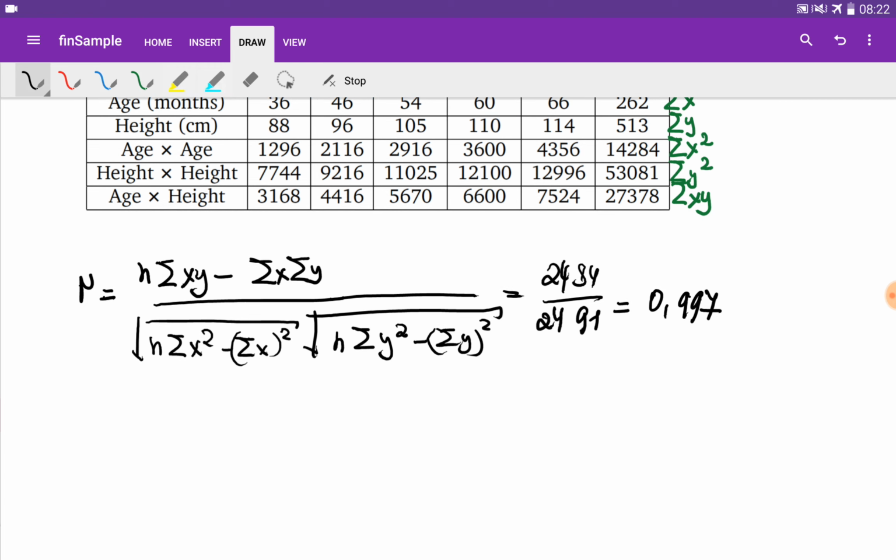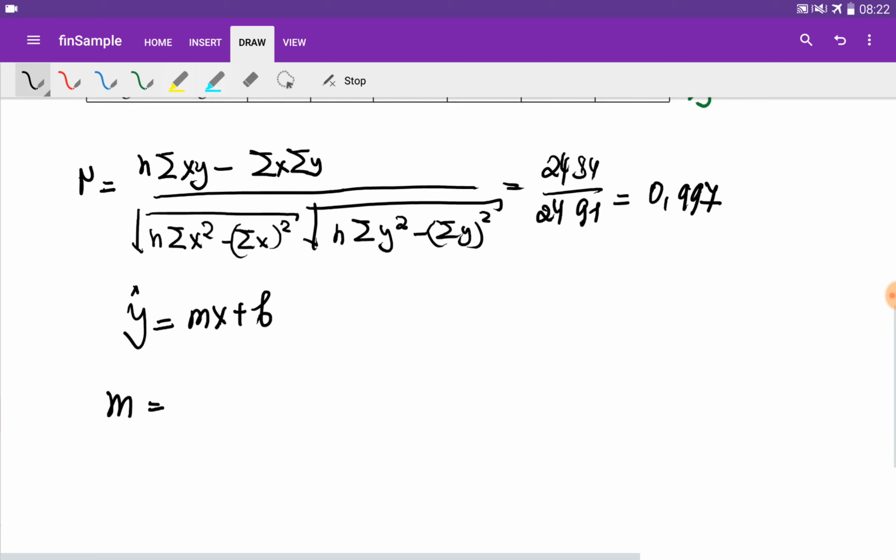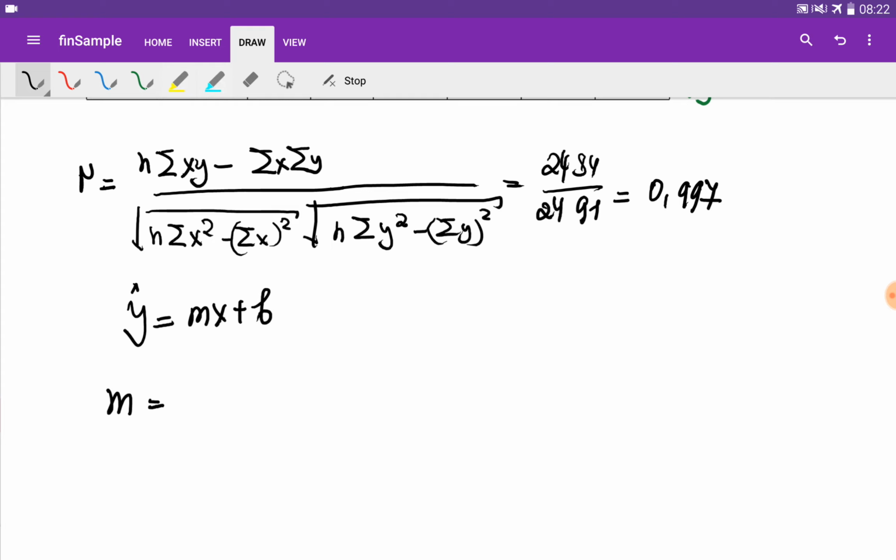So now we need to calculate the regression line. y is equal to mx plus b. The m is going to be calculated using a formula very similar to this, except for this part and only this part. So it is going to be 2,484 divided by 2,776, which is 0.8948.